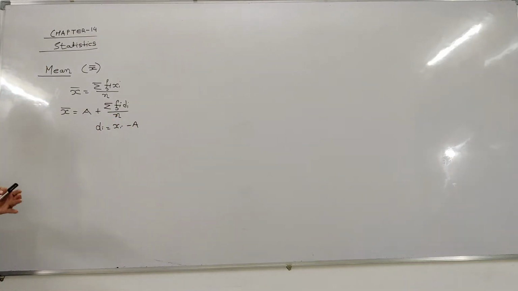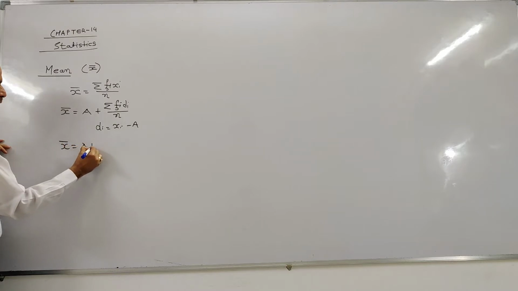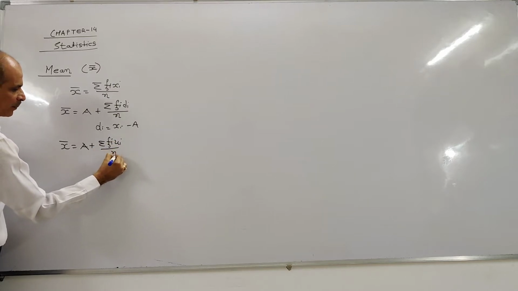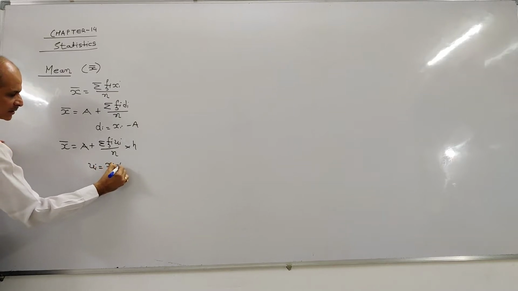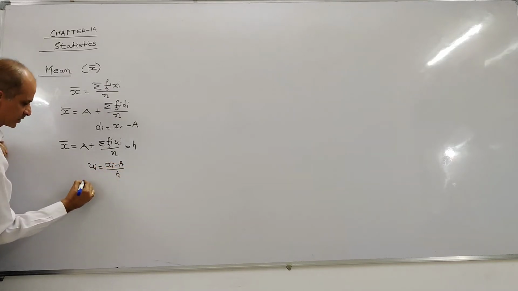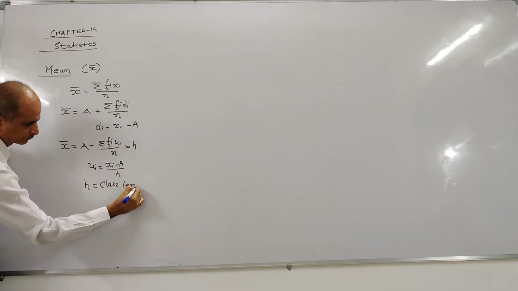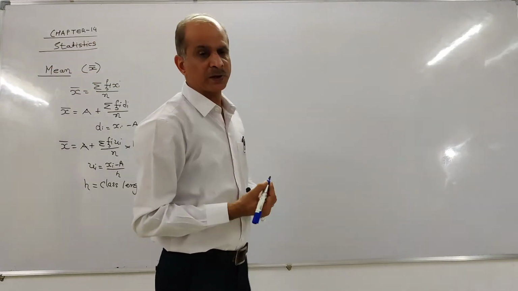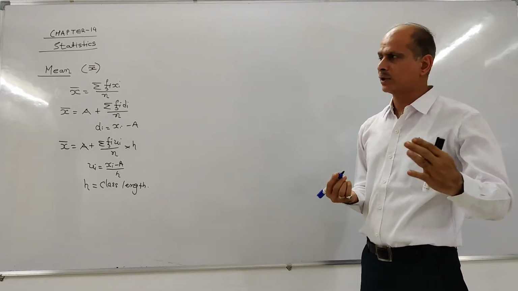There is another method, the shortcut method. The name of this method is the step deviation method. That is x bar is equal to a plus sigma fi ui upon n into h, where ui is equal to xi minus a upon h, where h is the class length. In the first 4 periods, we have already solved many examples of how to find the mean of data.